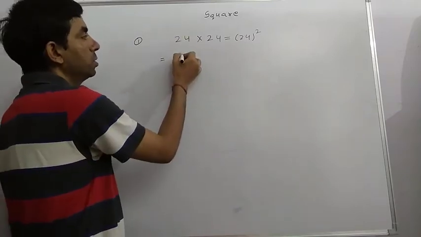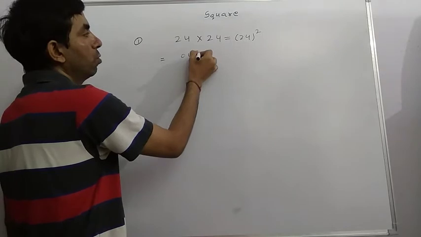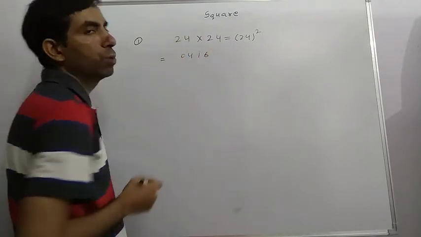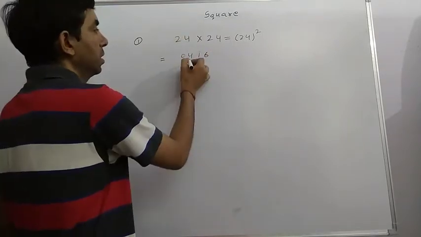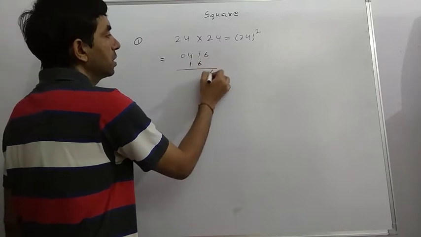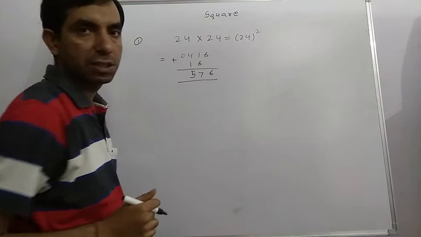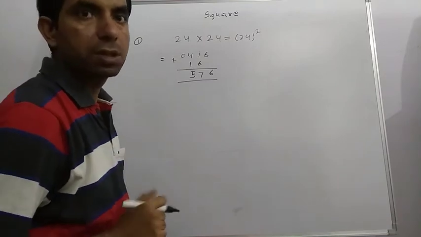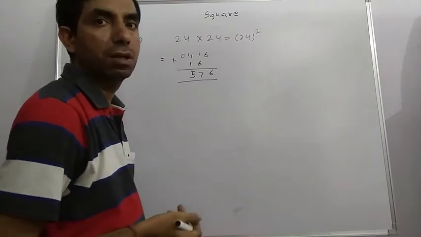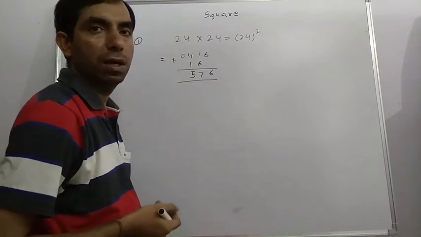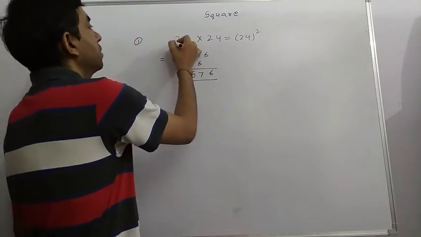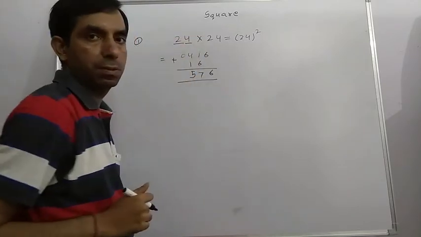Take the square of 2, which is 04. Square of 4 is 16. Multiply 2 times 4, that is 8. Take the double, which is 16. Then the answer is 576. It is our answer. Some students think about how we solve it. So let's start. First we divide the number in two parts.